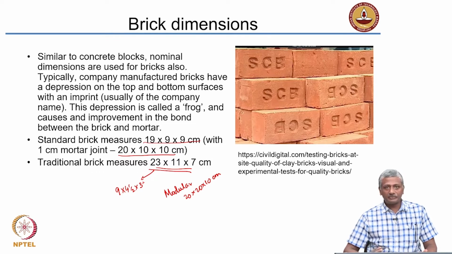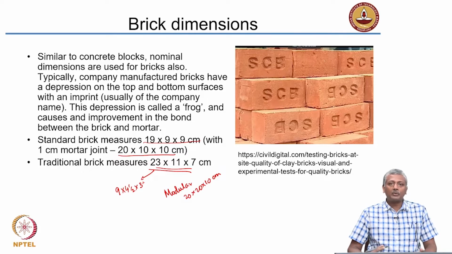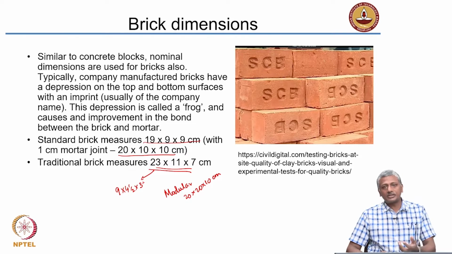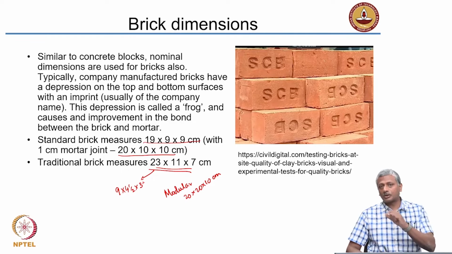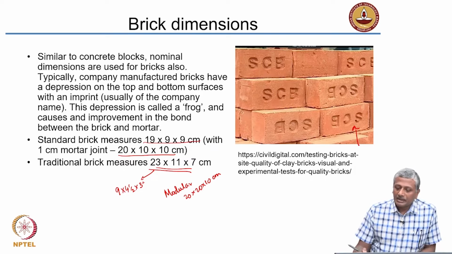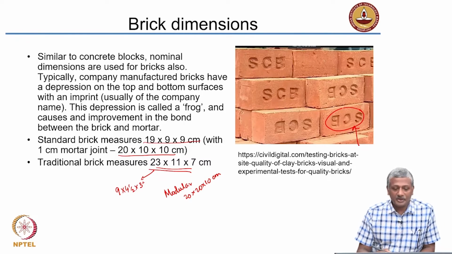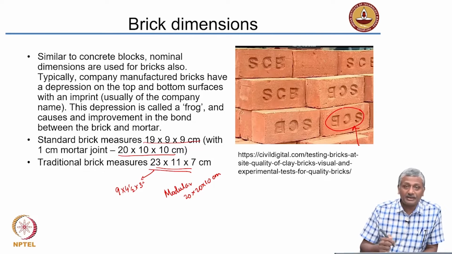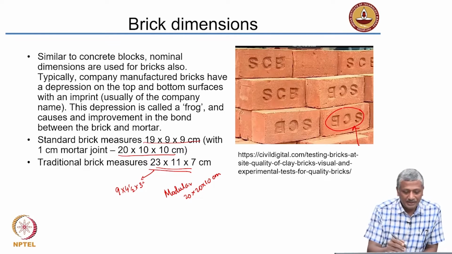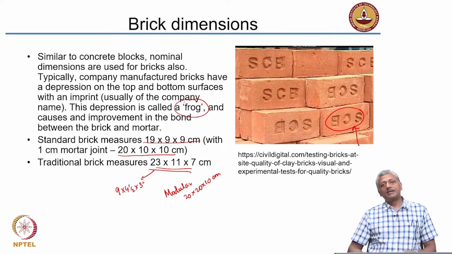In the past, when the English were here, obviously, we were using the old English units which were in foot, pound, inches and so on, as a result of which we still have the same sort of regulation for our typical bricks which are cuboidal. They have a rectangular cross section, not a square cross section like the modular brick. This is a typical type of brick, and you can see the imprint of the name of the company that has manufactured this brick. That imprint is typically a depression in the top surface, and that is called a frog.